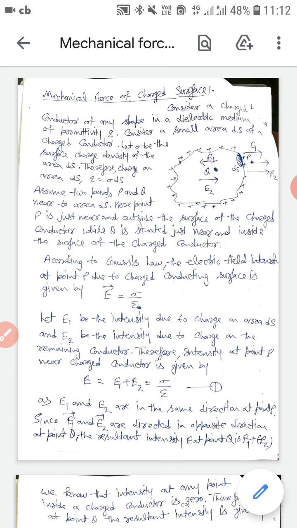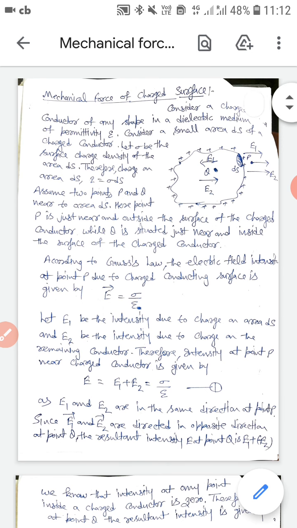Also we know that similar charges repel each other. Positive will repel positive and negative will repel negative. Therefore, the charge on any part of the conductor is repelled by the charge on its remaining part.